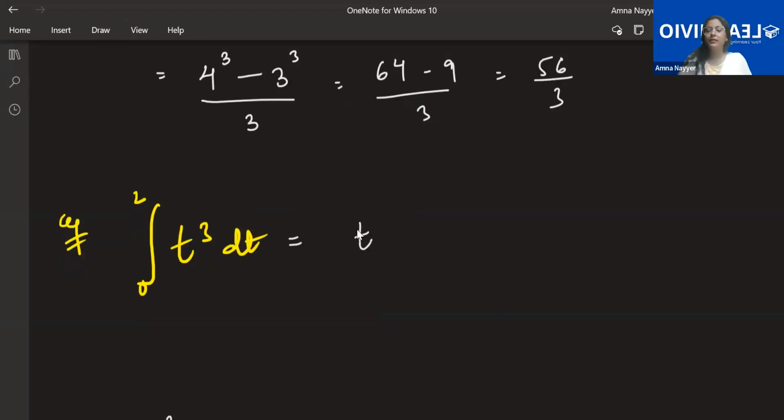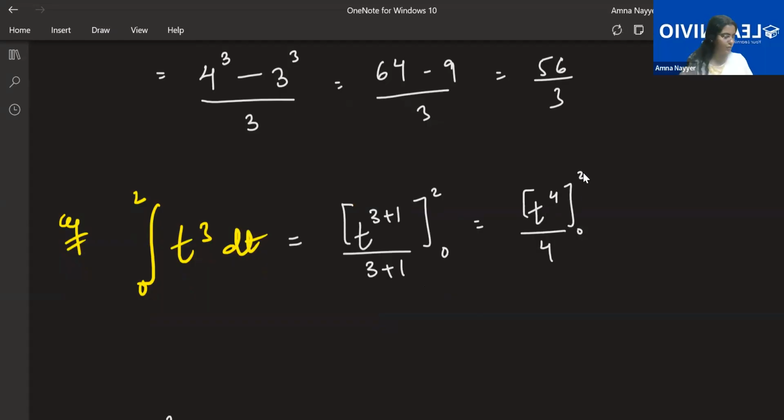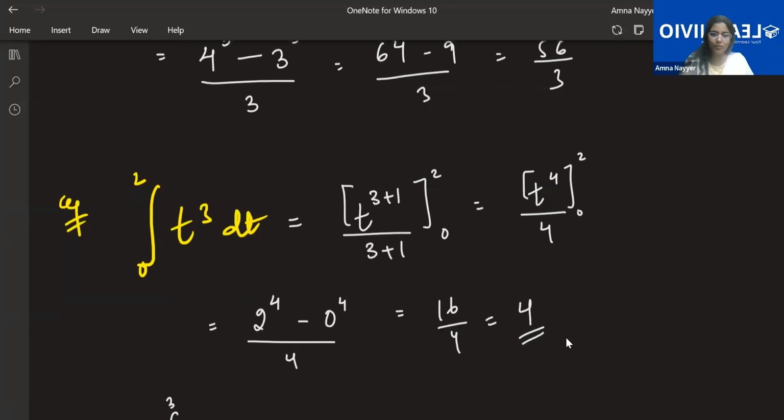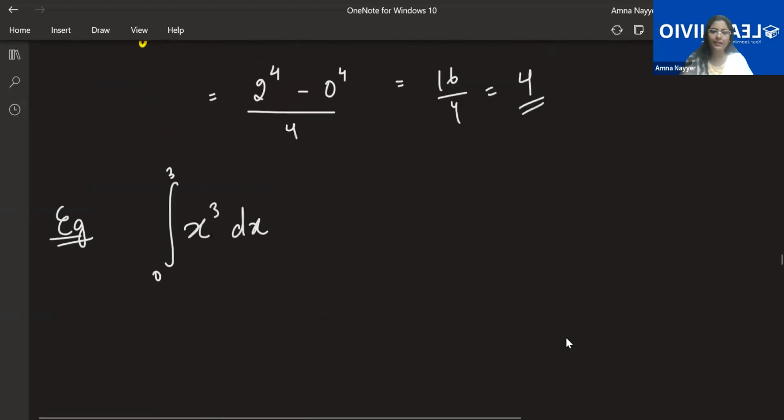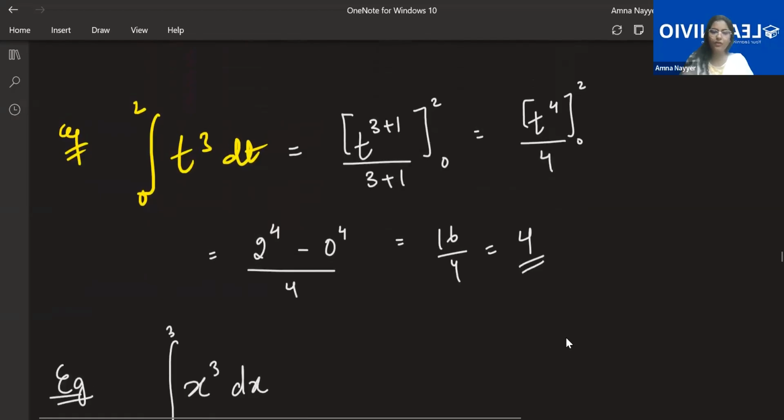Now, t cubed is there. That will be t to the power 3 plus 1 divided by 3 plus 1 from 0 to 2. So this becomes t to the power 4 divided by 4 from 0 to 2. Now we will put 2 in place of t. That becomes 2 to the power 4 minus 0 to the power 4 divided by 4, which is 16 by 4. That is 4. This is the answer. Okay, now Safa, a few questions, these two questions you try at least, then I'll discuss their answers. But first write down this one.